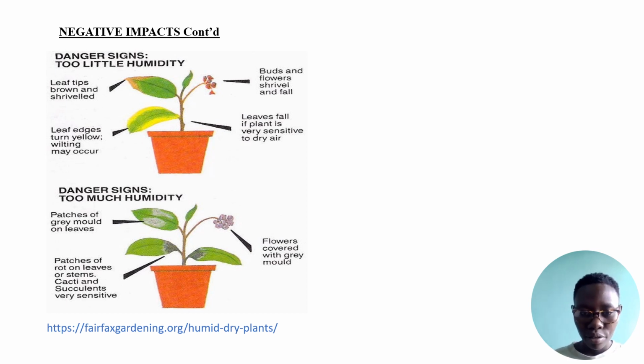For the first, the figure shows how little humidity affects the plant. The figure shows that the leaves change color from green to brown when there is little humidity. Also, the flowers of the plant start to fall down when there is little humidity. For the second, the figure shows that when there is high humidity, the flower of the plant is covered with gray mold.